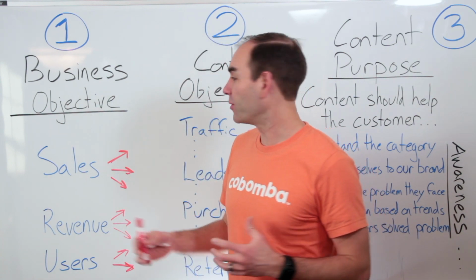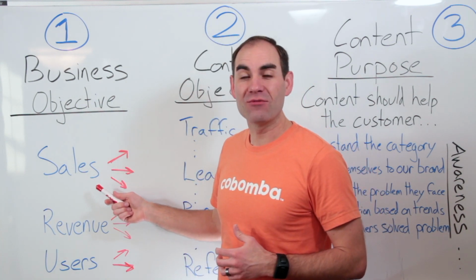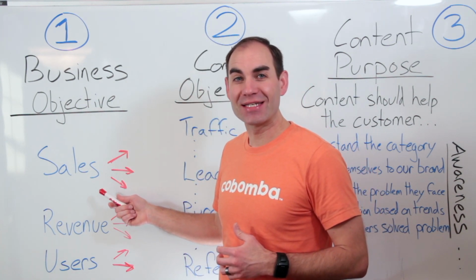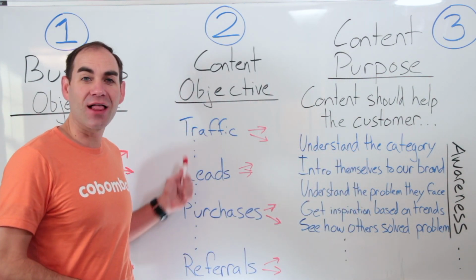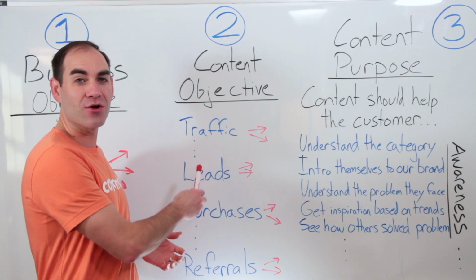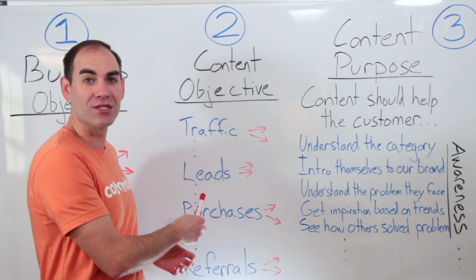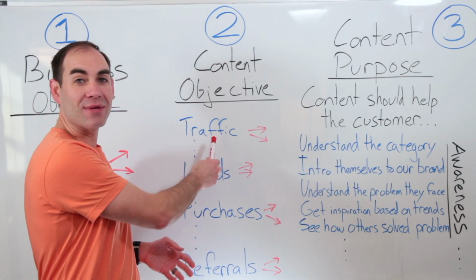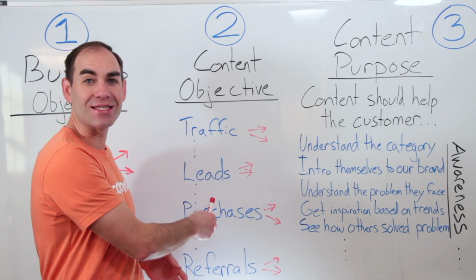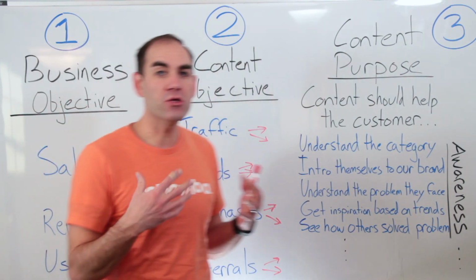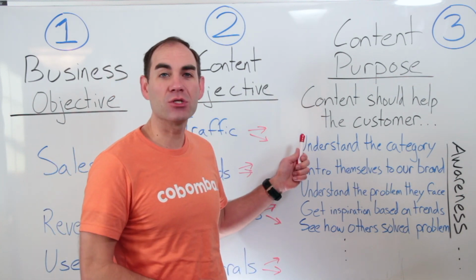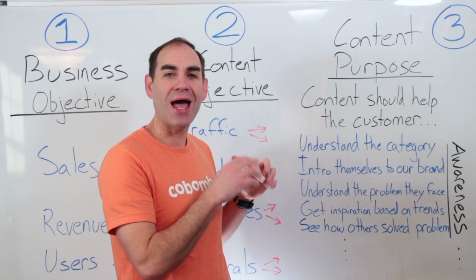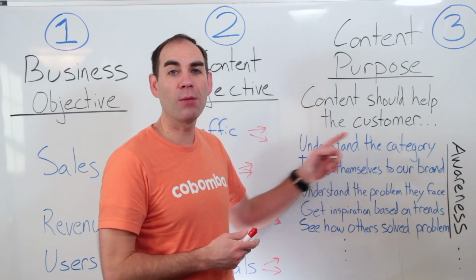So as an example, your business objective may be to increase sales. To increase sales, you may need to develop content that interacts with your customer at different points in their journey. And so your goal might be to increase traffic or increase leads or something else. When you know that your goal is to increase traffic or increase leads, it then helps you identify the purpose. How will that content help the customer?